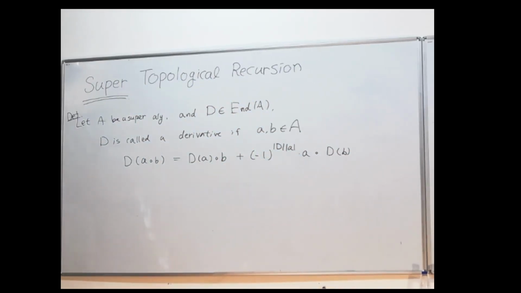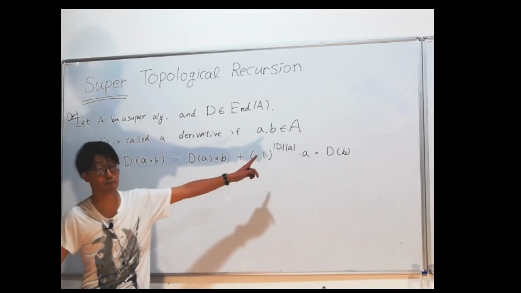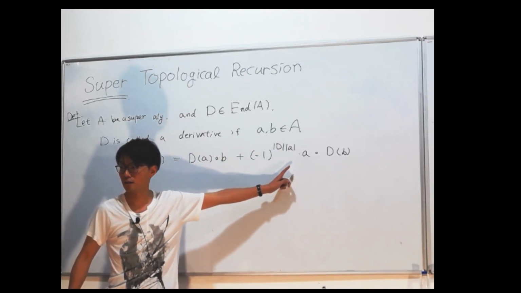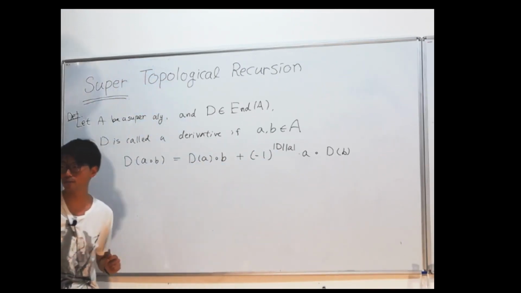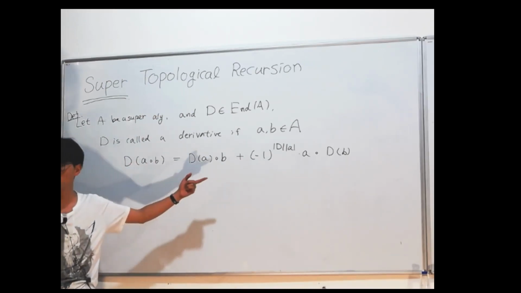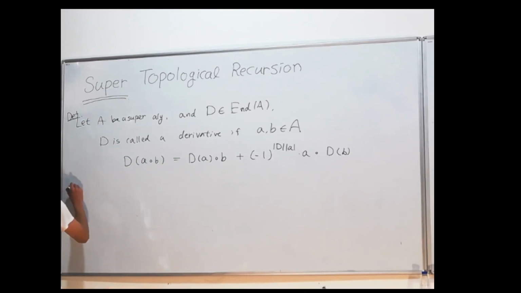Does it make sense? This is the parity, remember that? I'm going to give you an example that will probably make it much clearer. This is just a definition of basically the Leibniz rule. Whatever satisfies this condition is called a derivation. An example.